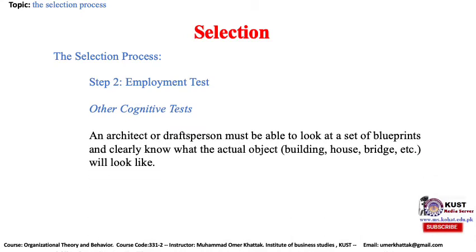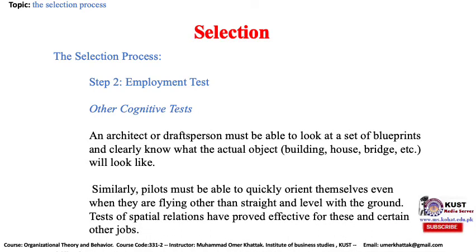An architect or draftsperson must be able to look at a set of blueprints and clearly know what the actual object, building, house, bridge, etc. will look like. Similarly, pilots must be able to quickly orient themselves even when they are flying other than straight and level with the ground. Tests of spatial relations have proved effective for these and certain other jobs.